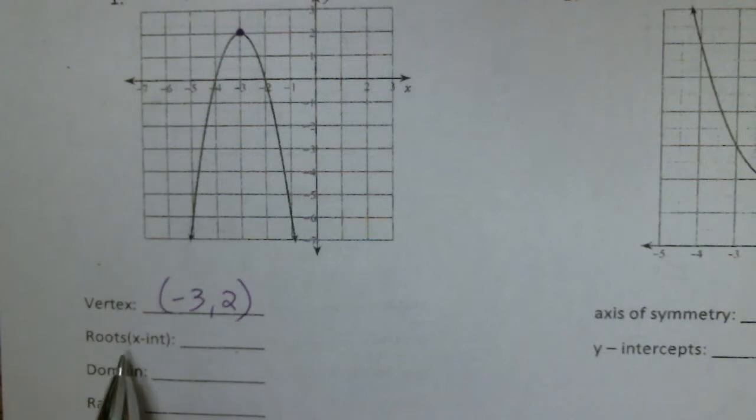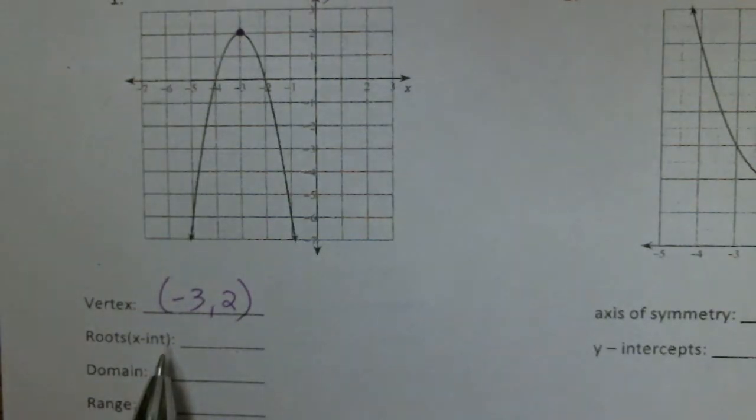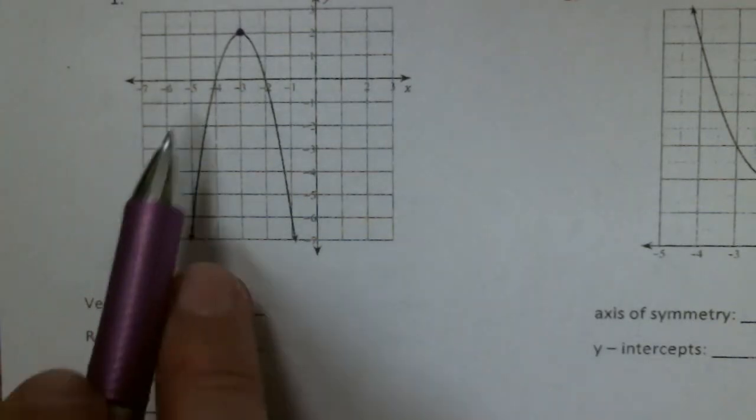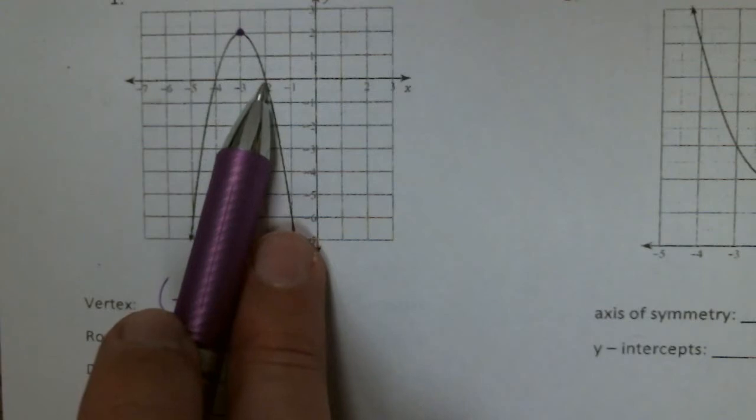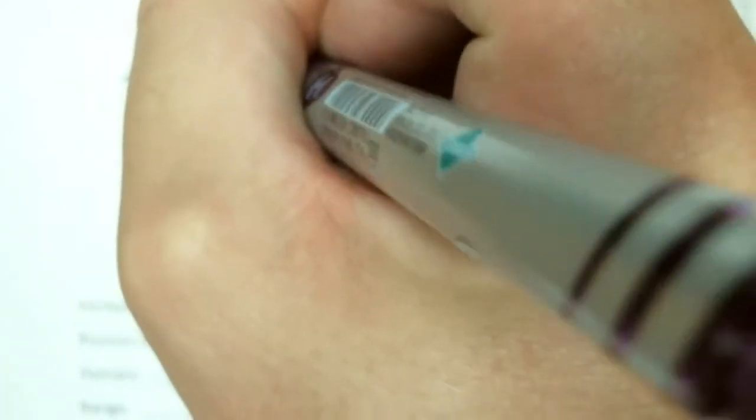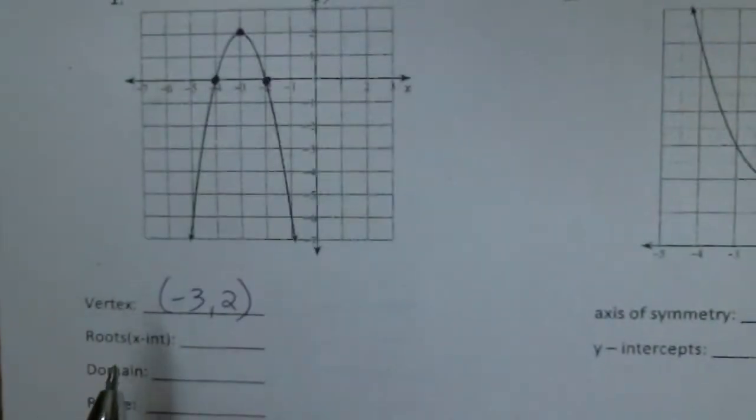Okay, the next one's asking for the roots or the x-intercepts. Now remember, roots, x-intercepts, zeros, solutions, answers, all of those words are synonymous. They all mean the exact same thing. So when they ask for roots, that's x-intercepts, is where's the graph touching or crossing the x-axis. So I'm touching or crossing the x-axis in two different spots here. Thankfully, in this case, they are nice, pretty, round whole numbers. Okay, so there are the two different ways you can write the roots.